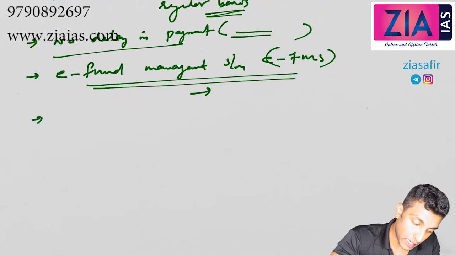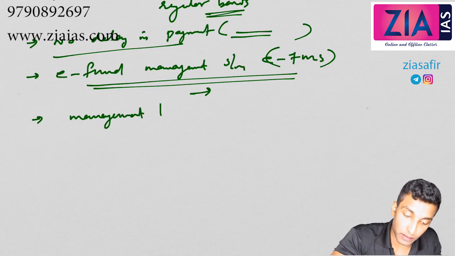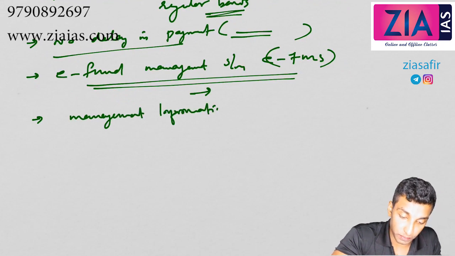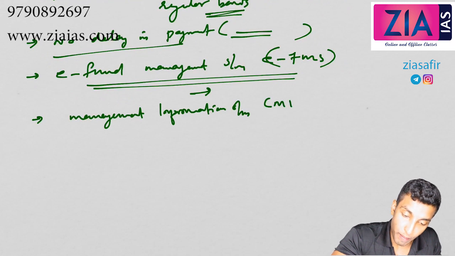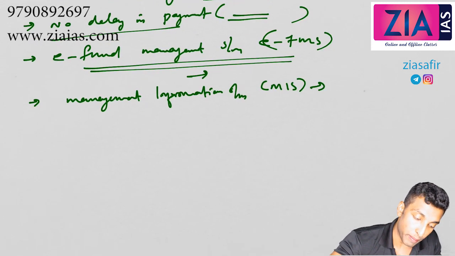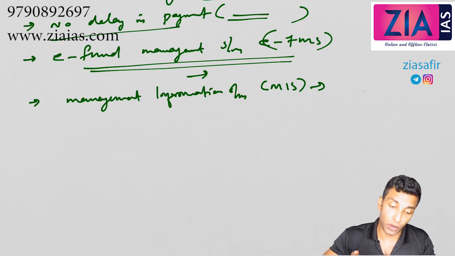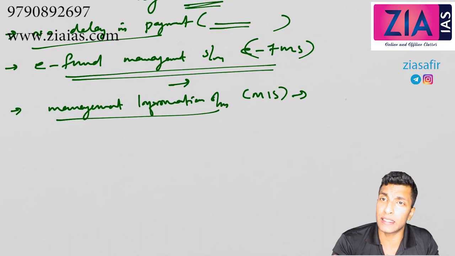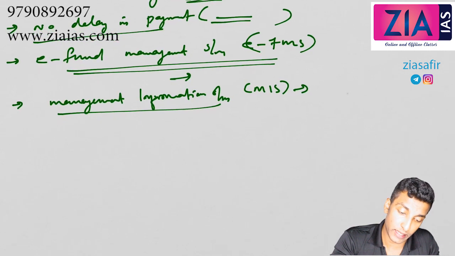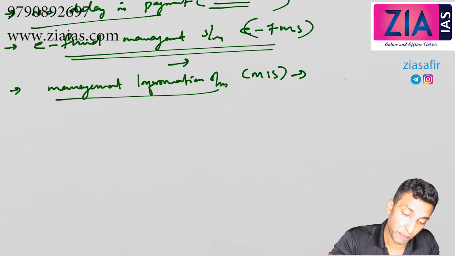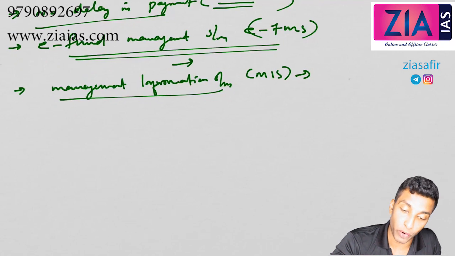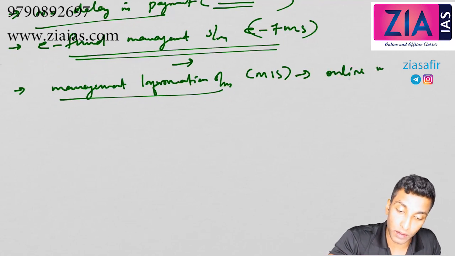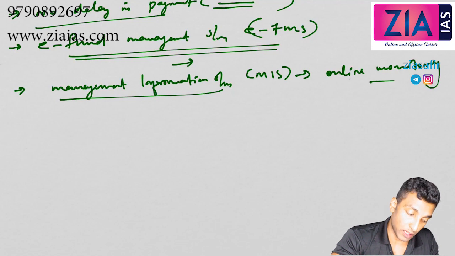Then next point, management information system, MIS, for online monitoring and management of its operation. Through this, online monitoring and management could be done, so you can check what all the works have been done. Government officials, without actually going over there, can check through this. So online monitoring is possible, so that you can check it.